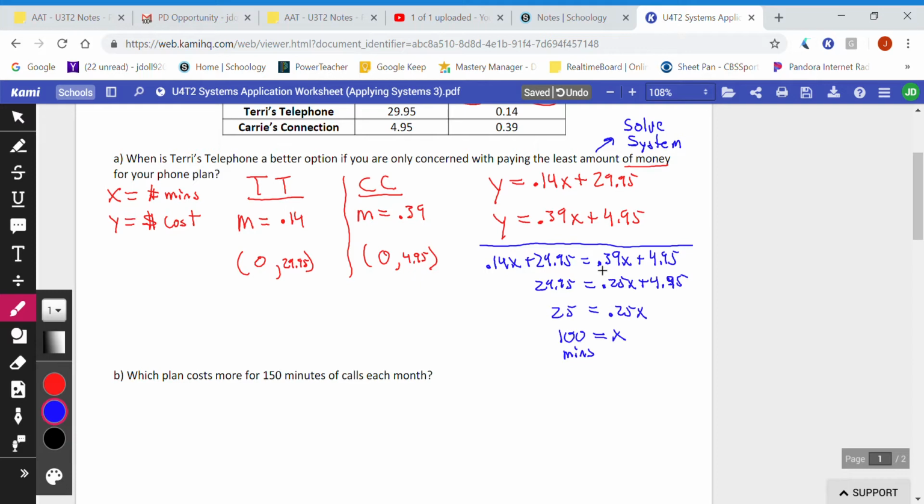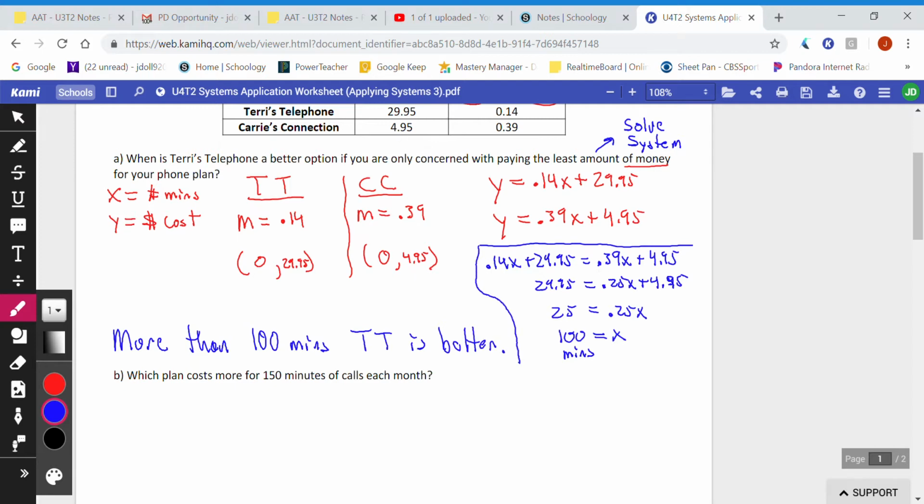And what we had determined is that initially Carrie's connection will be cheaper. So that means if we're going to use our phone for less than 100 minutes, Carrie's is a better option. If we're going to use it for more than 100 minutes, Terry's is a better option. So when we are using our phone for more than 100 minutes, Terry's is better.